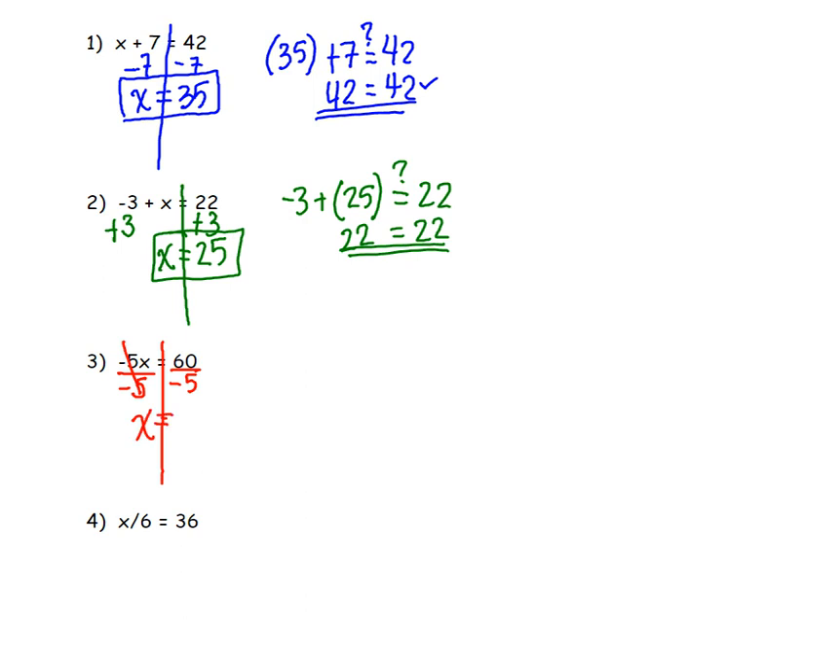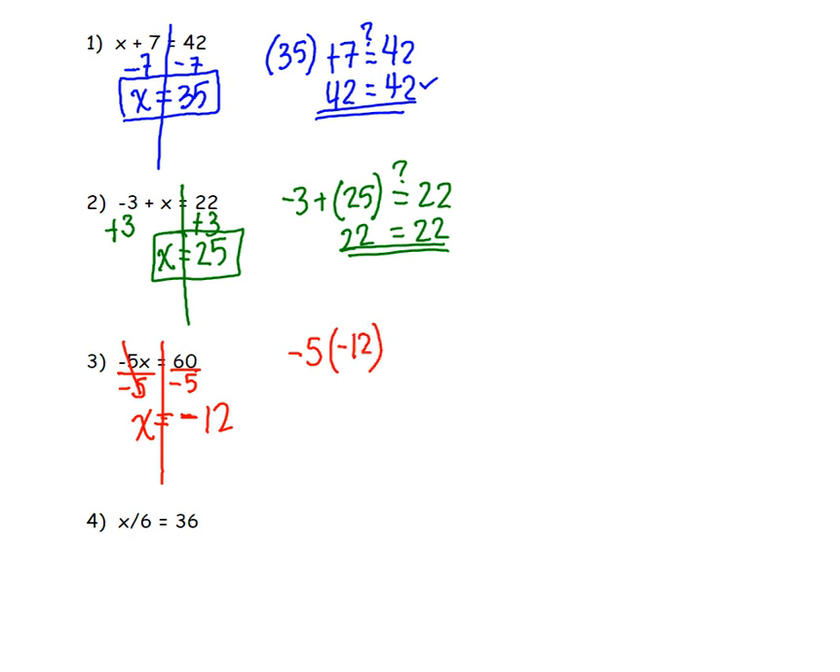60 divided by negative 5. A positive divided by a negative is going to be negative, and 60 divided by 5 is 12. So, negative 12 is what I think is the answer. Negative 5, and I'm going to put that negative 12 in parentheses.